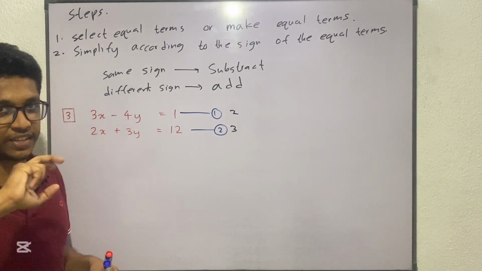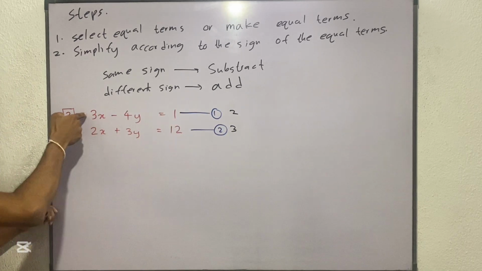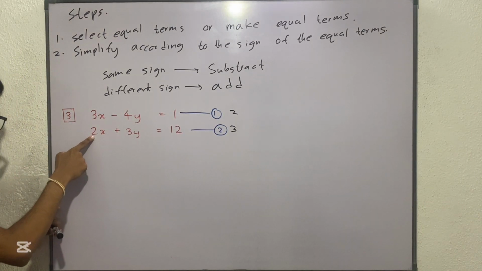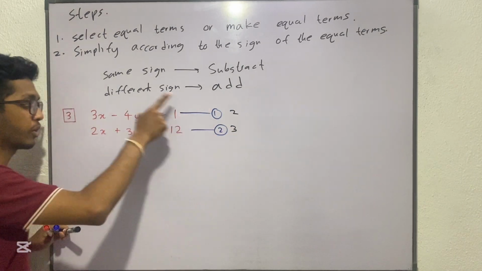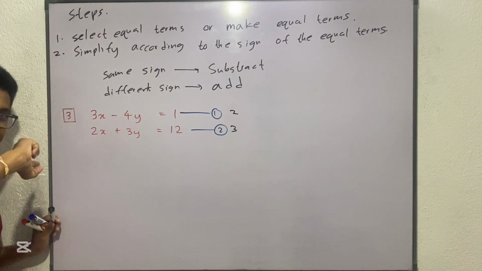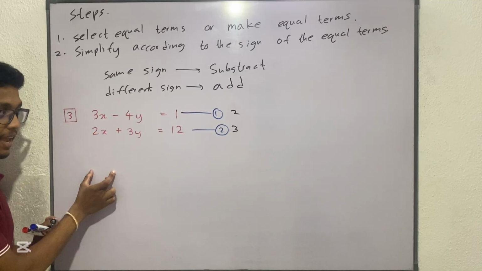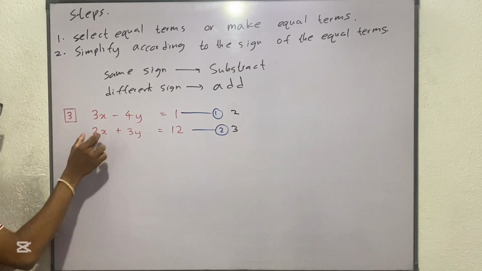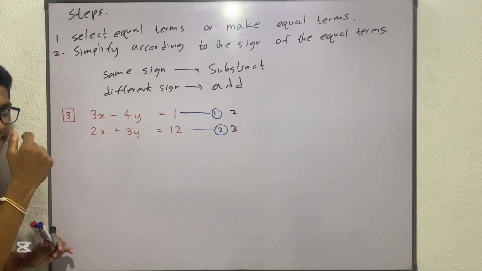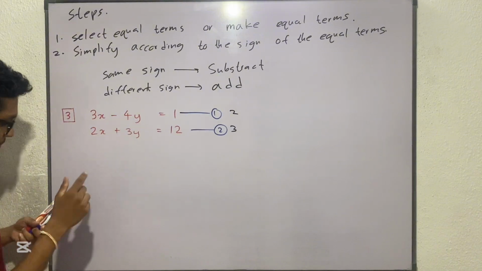We have to exchange and multiply. First one from the value in the second equation, second equation from the value in the first equation. Just exchange and multiply. 2 times 3x, I get 6x. 3 times 2x also, I get 6x. So we can easily make equal terms.